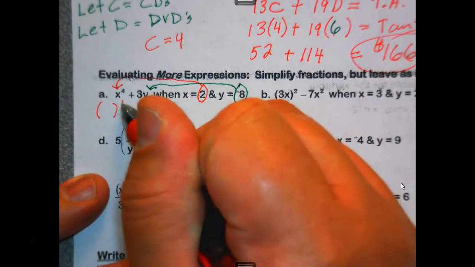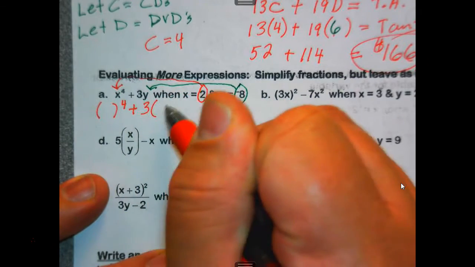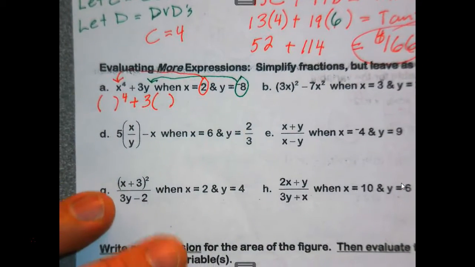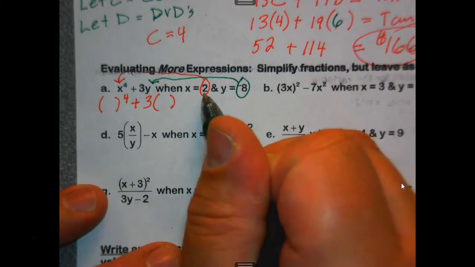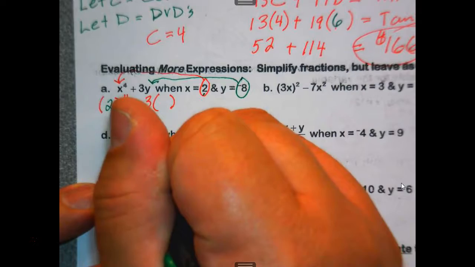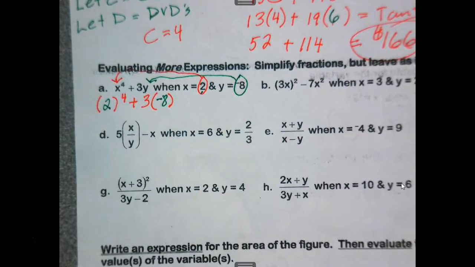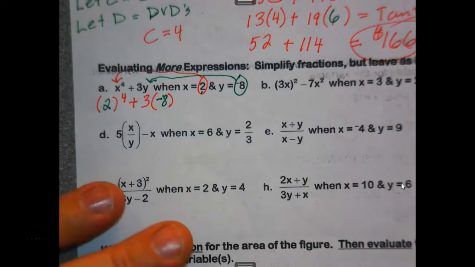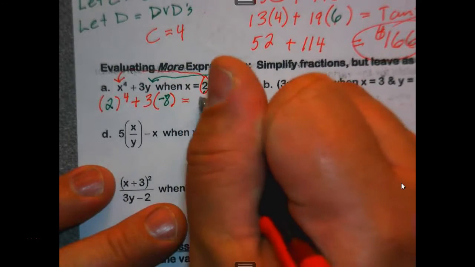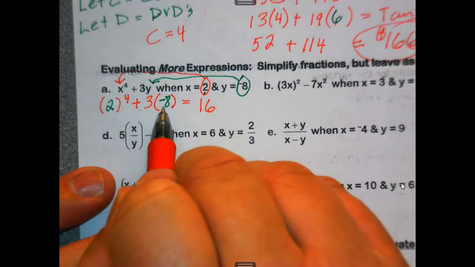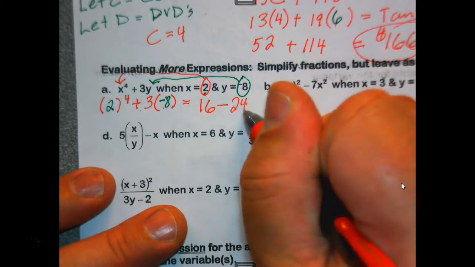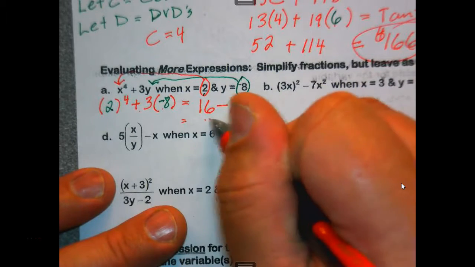So I have x raised to the 4th plus 3 times y. Then I go back and fill in the substitutions. X is 2, so this is x. Y is negative 8. And then I can either put that in the calculator or just solve it in my head. 2 to the 4th is what? 2 times 2 is 4, times 2 is 8, times 2 is 16. And then positive 3 times negative 8 is minus 24. I get negative 8.